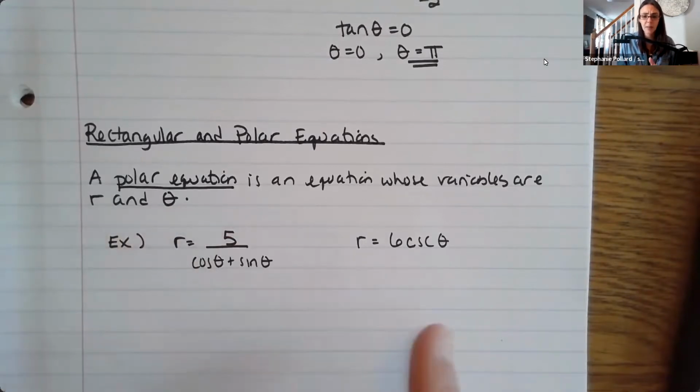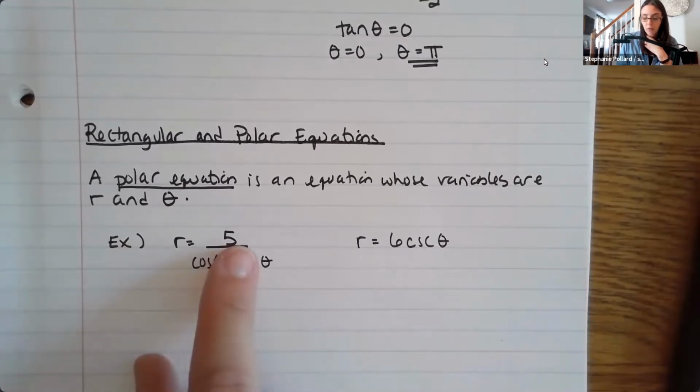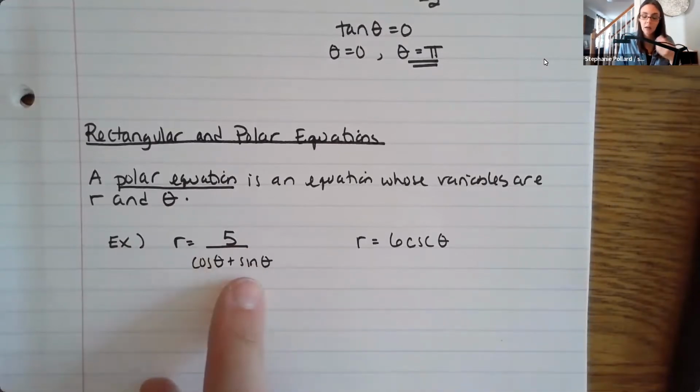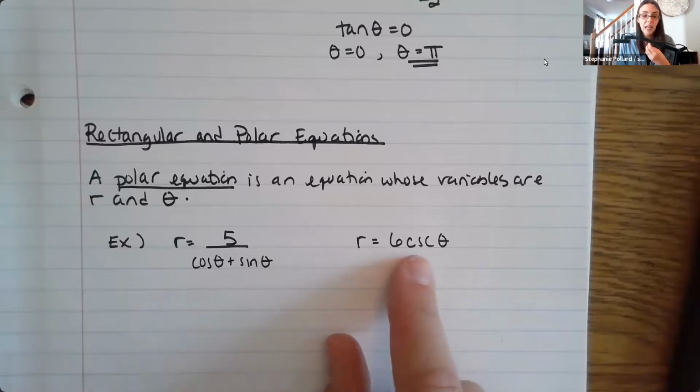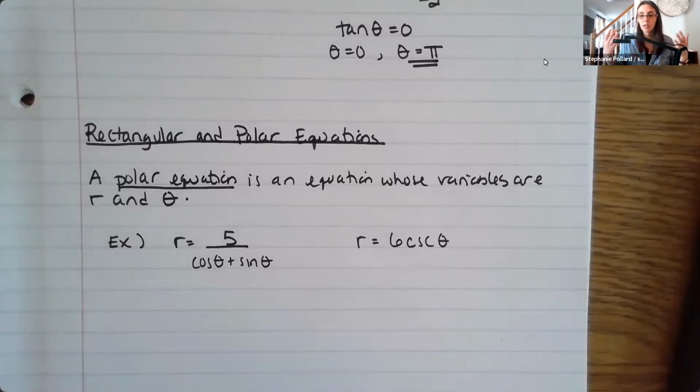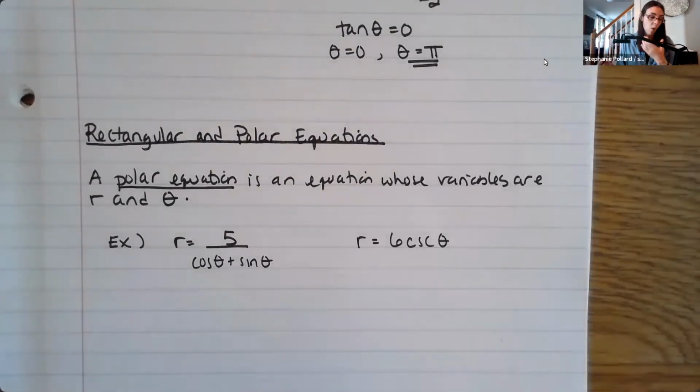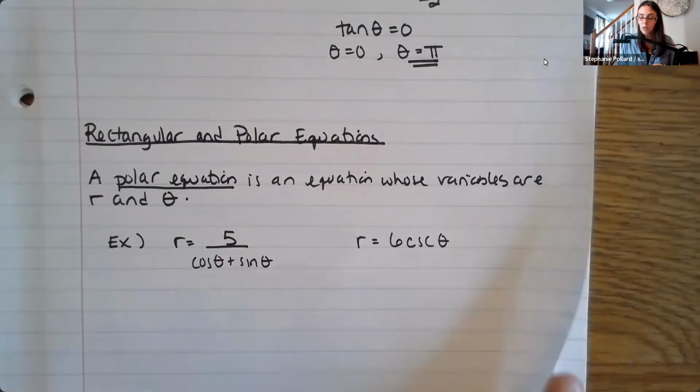Now, here are a couple examples. Again, there's many, many examples, obviously. So r equals 5 over cosine theta plus sine theta, r equals 6 cosecant theta, etc. So these are just a couple examples where, again, you're using r and theta rather than x's and y's. And just like with the points, you actually can convert back and forth between rectangular equations and polar equations. So let's look at a few examples there.